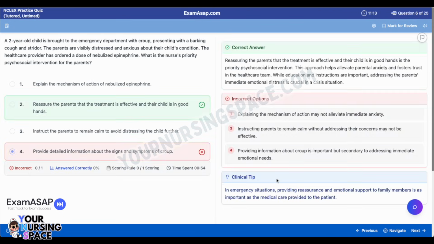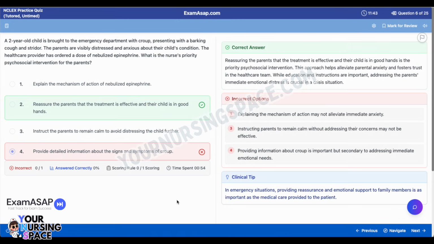The correct answer is B. Rationale. Correct answer, B. Reassuring the parents that the treatment is effective and their child is in good hands is the priority psychosocial intervention. This approach helps alleviate parental anxiety and fosters trust in the healthcare team. While education and instructions are important, addressing the parents' immediate emotional distress is crucial in a crisis situation.